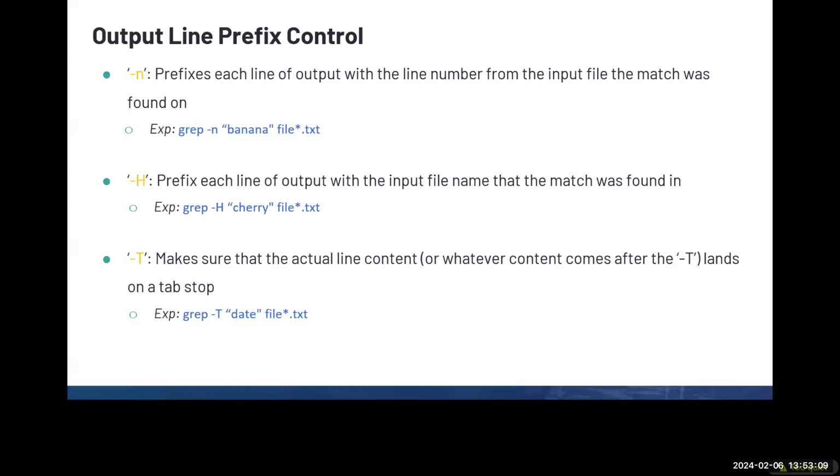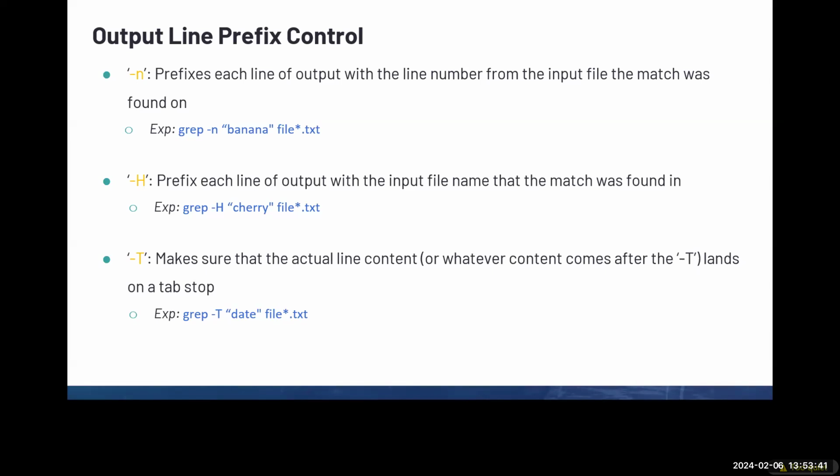Another is output line prefix control. So we have -n, which prefixes each line of output with the line number from the input file the match was found on. For example, grep -n banana: we are looking for each line that contains the word banana, and -n will print the number of this line in this file.